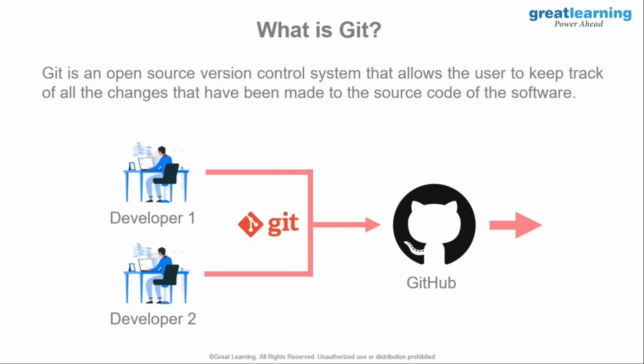Now there are a lot of other features of Git. Let's discuss them. So those features are like system compatibility. Now, Git has absolutely no problem running on any type of operating system, be it Windows, be it Linux, or be it Mac.